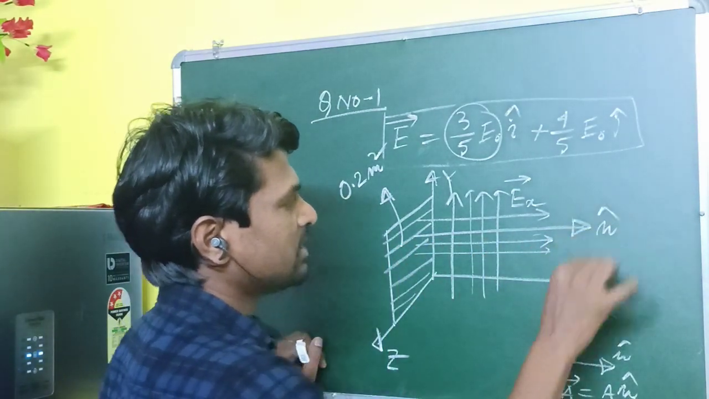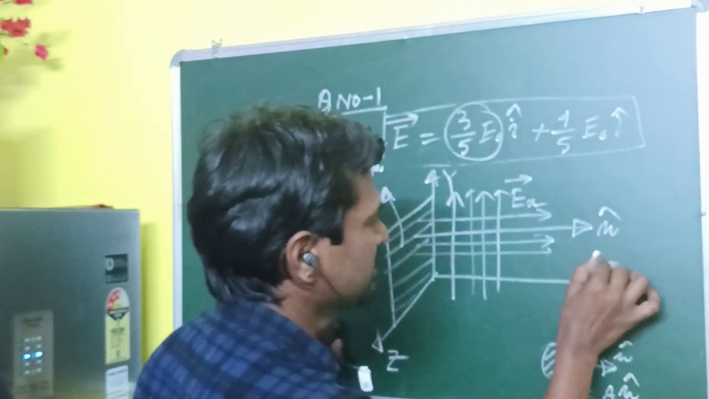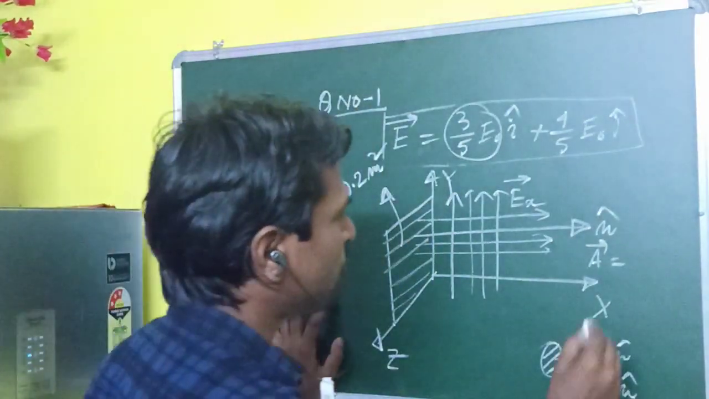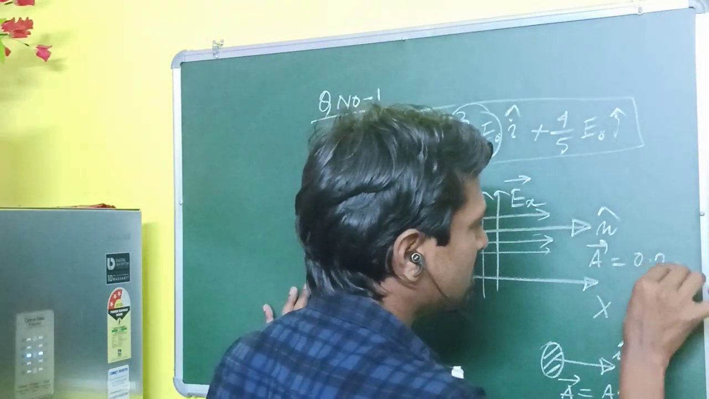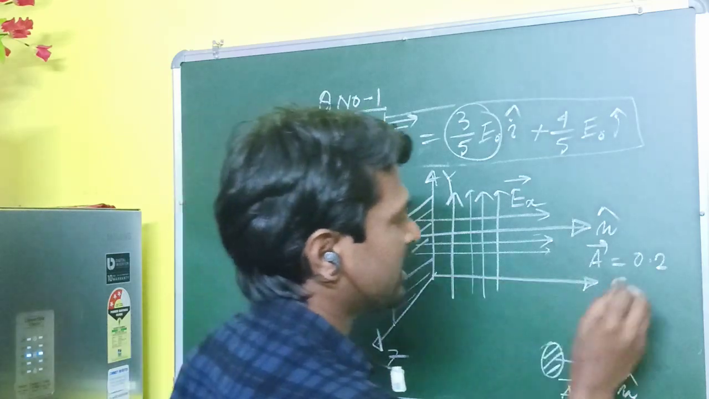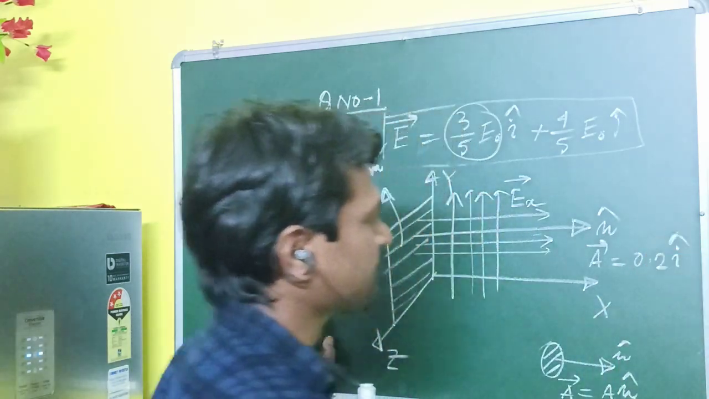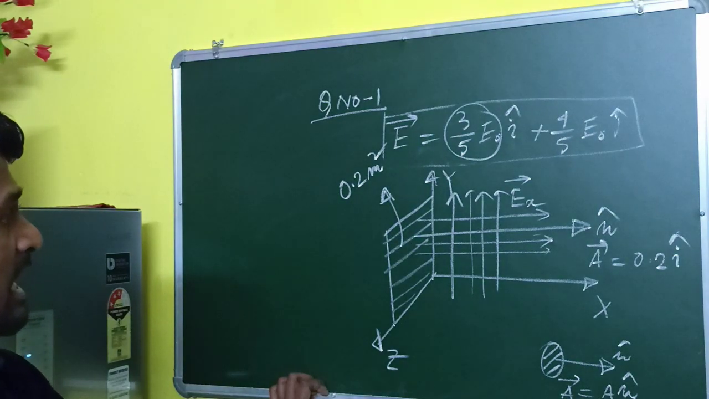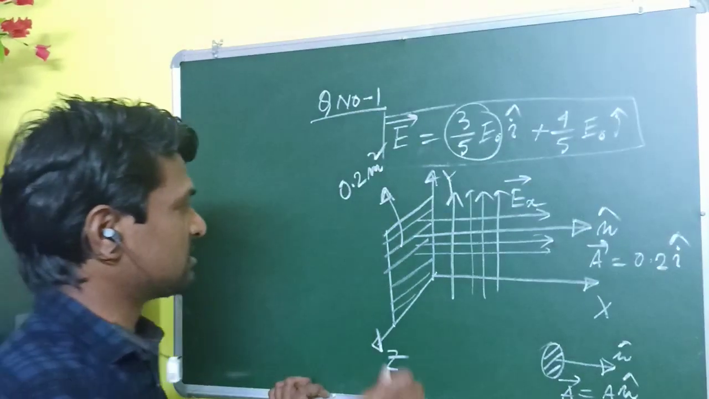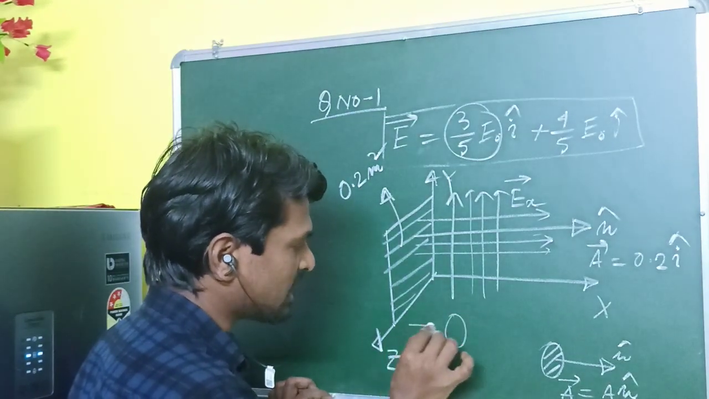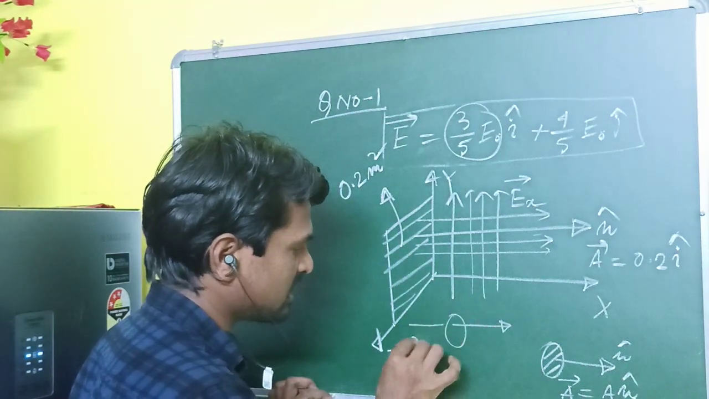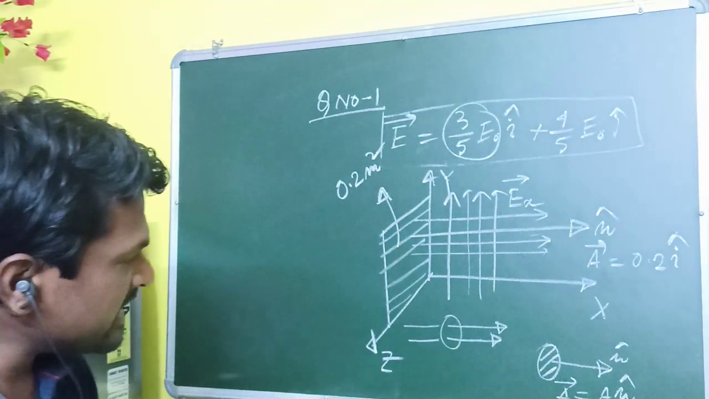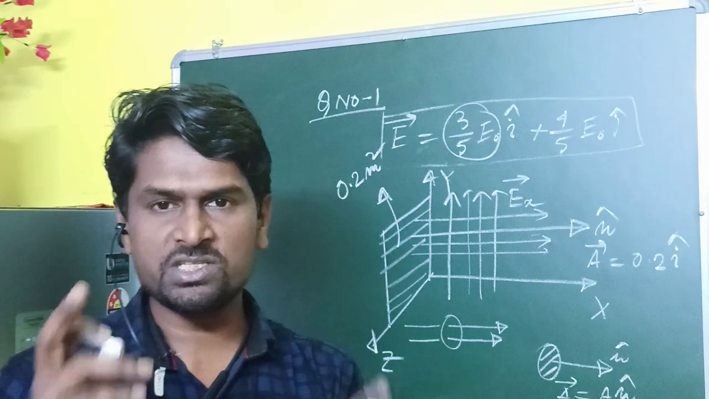So the area vector is equal to 0.2, this is the magnitude, and n cap, here n cap is along the x-axis, that is I cap. So 0.2 I cap is the area vector. And the question is, what is the flux? From the definition of flux we know it is how many electric lines of force can penetrate that particular surface. The number of electric lines of force that penetrate the surface, that is the flux.